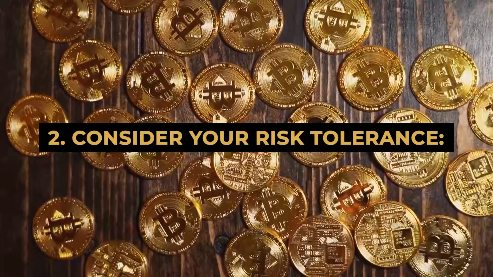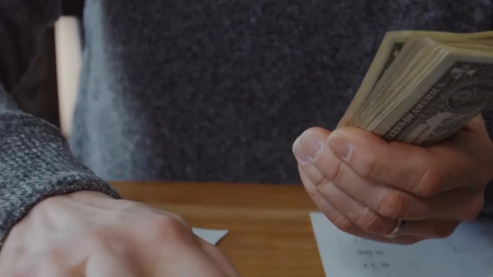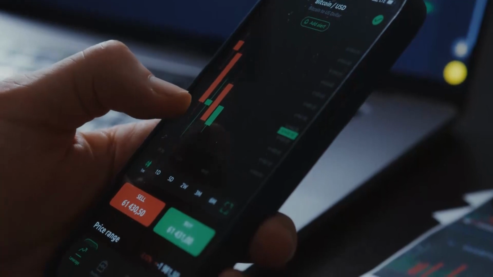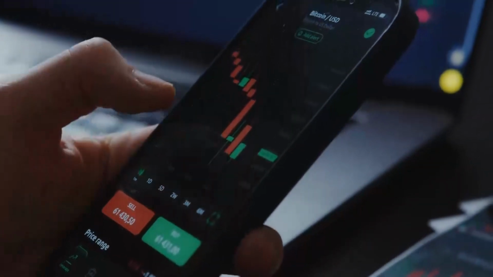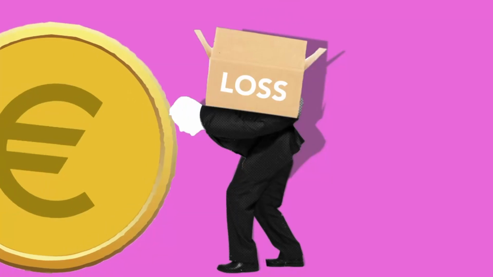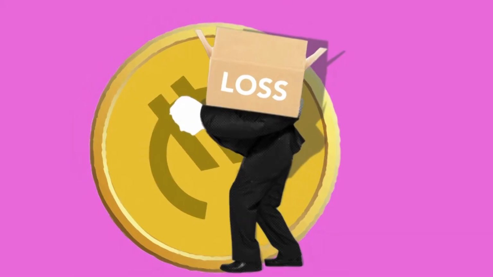2. Consider your risk tolerance. Evaluate your risk tolerance level, as it will determine the proportion of aggressive or conservative investments in your portfolio. Younger individuals with a higher risk tolerance may opt for more aggressive strategies, while those closer to retirement may prefer a more conservative approach.